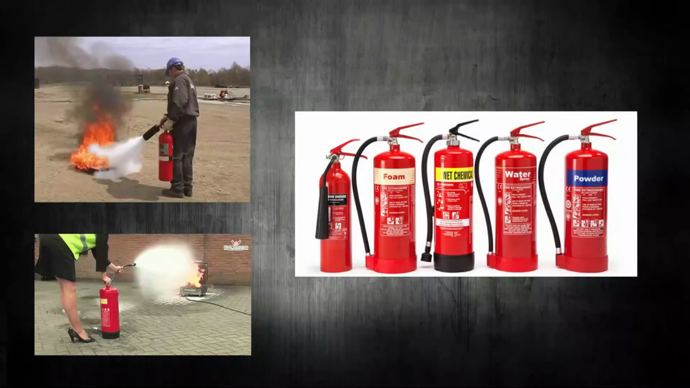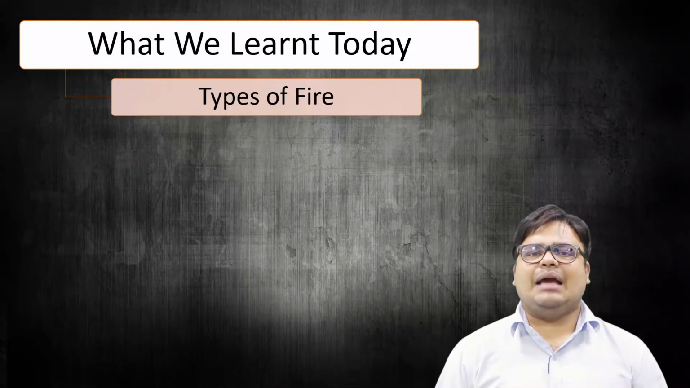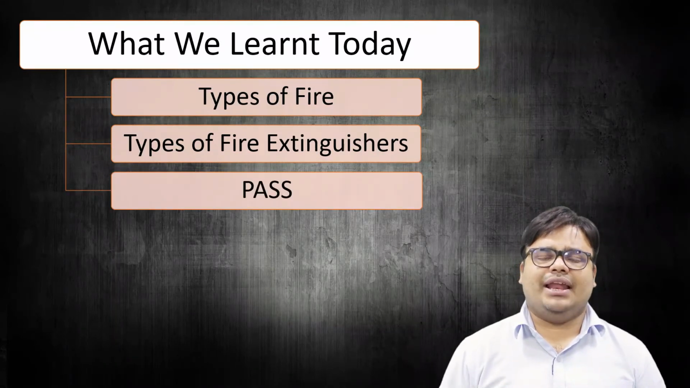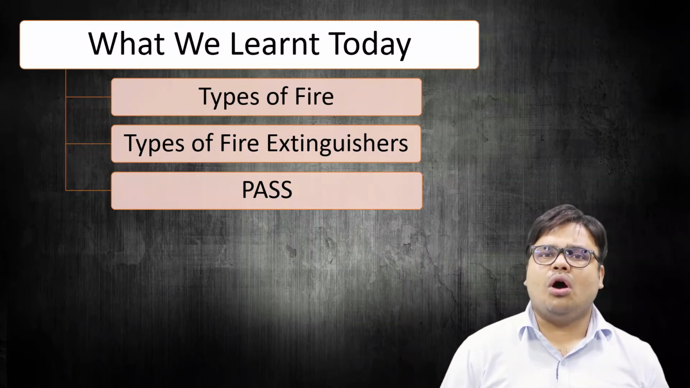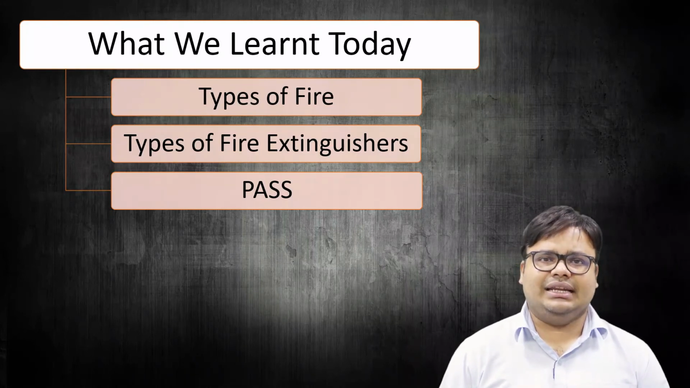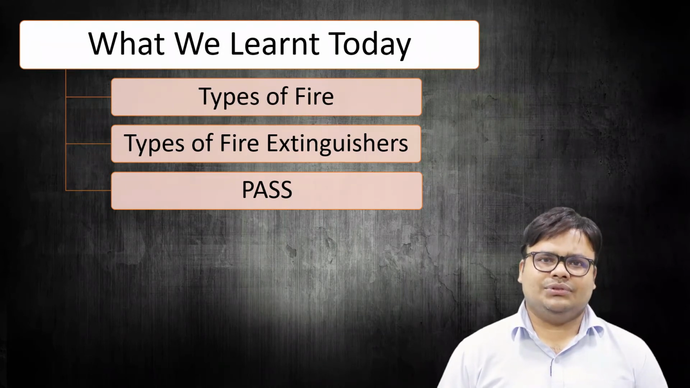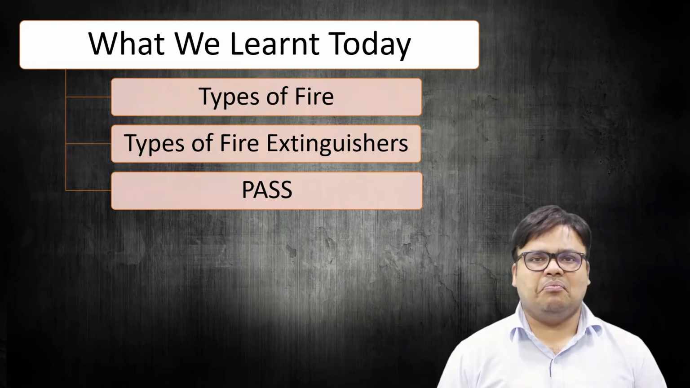And now we'll recap what we learned today. Once again we discussed the types of fire, then types of fire extinguishers, then we came to know about the working procedure of a fire extinguisher, and also how to operate a fire extinguisher, that is your PASS: pull, aim, squeeze and sweep. Please remember those, some of the important things.